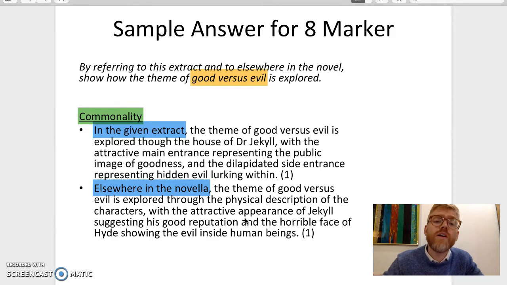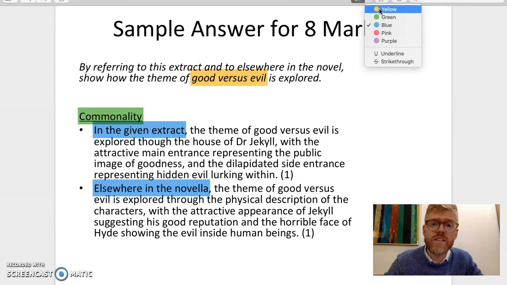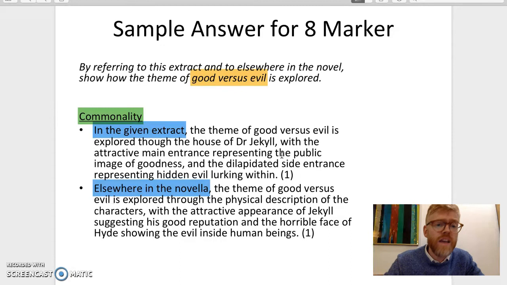Because remember, what we're thinking of here is how does good versus evil appear in the given extract, and how does good versus evil appear elsewhere in the novella. And these little phrases just help us to stay on track. So in the given extract, the theme of good versus evil is explored through the house of Dr. Jekyll, with the attractive main entrance representing the public image of goodness, and the dilapidated side entrance representing hidden evil lurking within. Notice that I have used the phrase good versus evil that was in the question. It's the key phrase, and that again just keeps me on track for my answer.